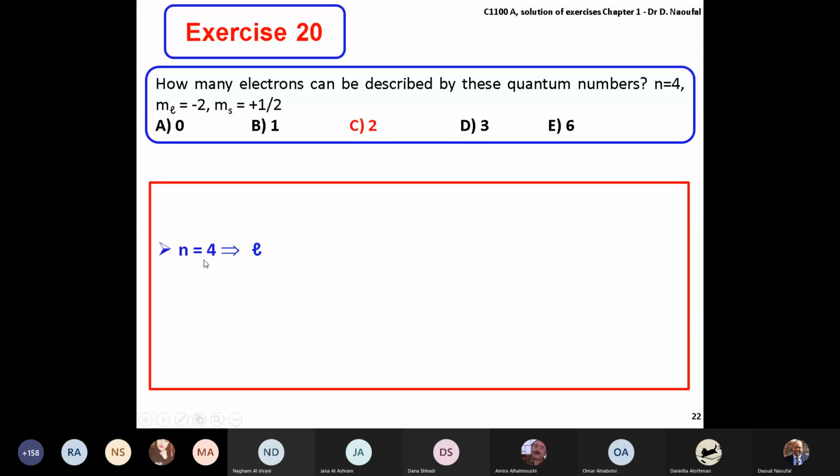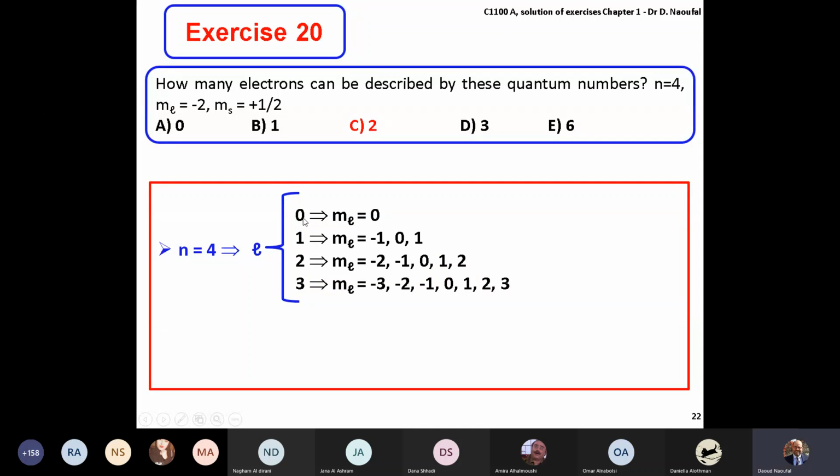We write for n equal 4, what are the possible values of L? The possible values of L are 0, 1, 2, 3. For L equals 0, ml equals 0. For L equal 1, ml equal minus 1, 0, 1. For L equal 2, the values of ml are minus 2, minus 1, 0, 1, 2. And for L equal 3, the values of ml are between minus L and plus L. So we obtain the possible sets of quantum numbers n, L, ml.